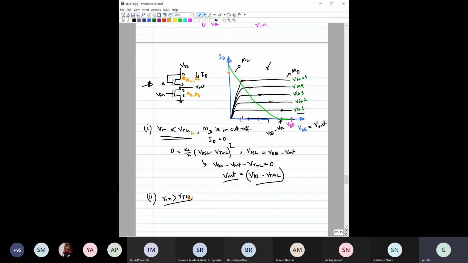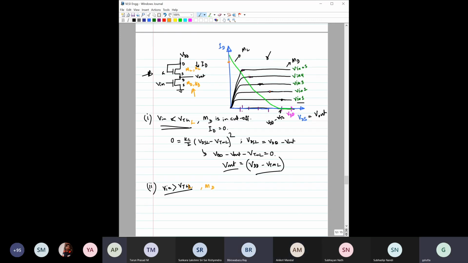Then what will happen? Then you can clearly see this transistor, that is MD. So can you explain why that would be VTH load? Sir, it should be VTHD, VTH driver. It should be VTHD or VTH load. If MD is cutoff, then it should be VTH driver, right? Yeah, I think you are right.